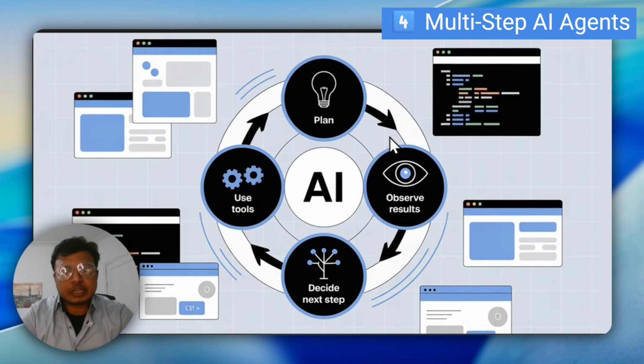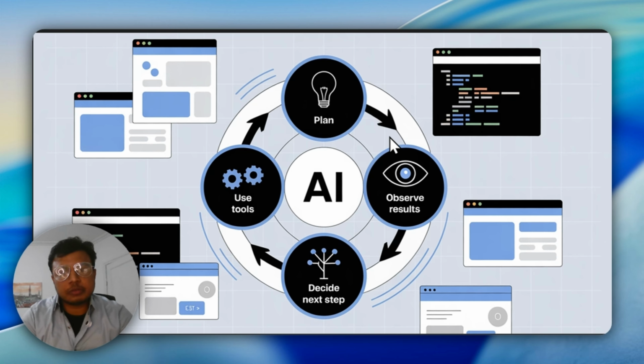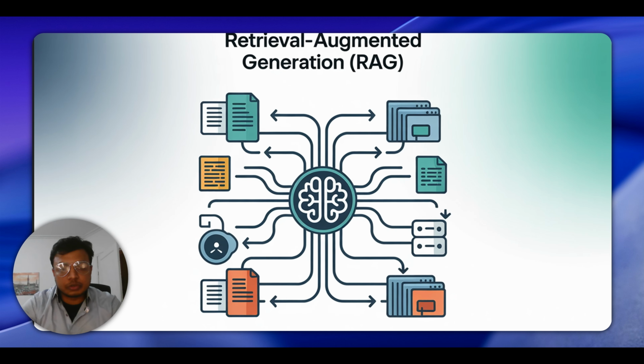Concept 4. Multi-step AI agents. So on its own, an LLM only generates text. It cannot browse the web, run code, or take actions. So agents change that. They wrap the model in a loop, they plan, use tools, observe results, and decide the next step. And this cycle repeats until a goal is reached or no further progress is possible. And that's how AI systems actually do things.